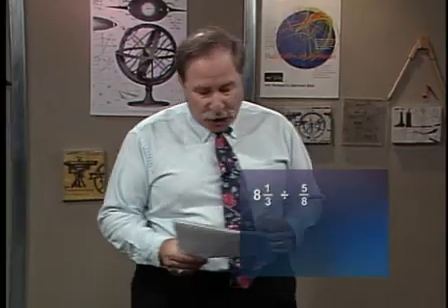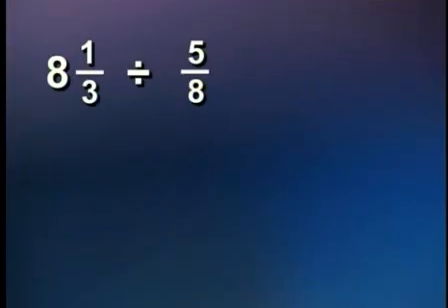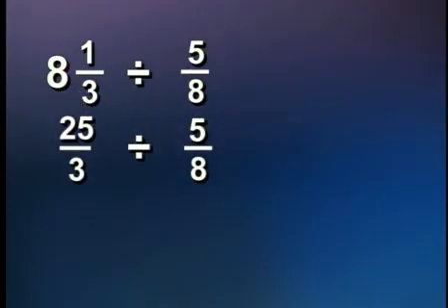Let's take a look at another type of division problem involving fractional numbers. In this case, we're going to be dividing by a proper fraction: 8 1/3 divided by 5/8. The steps are identical. The first step, change the numbers to fractions. We don't have to change 5/8 to a fraction. It already is a fraction. But 8 1/3 becomes 25/3.